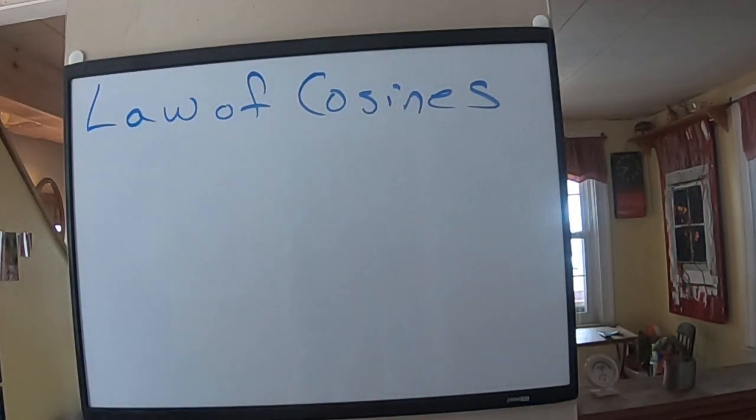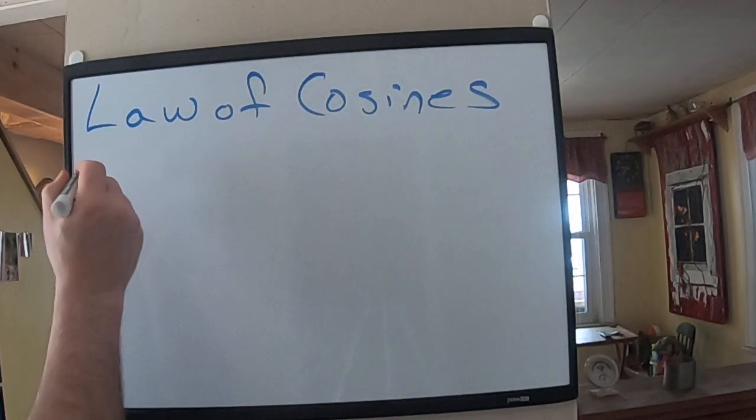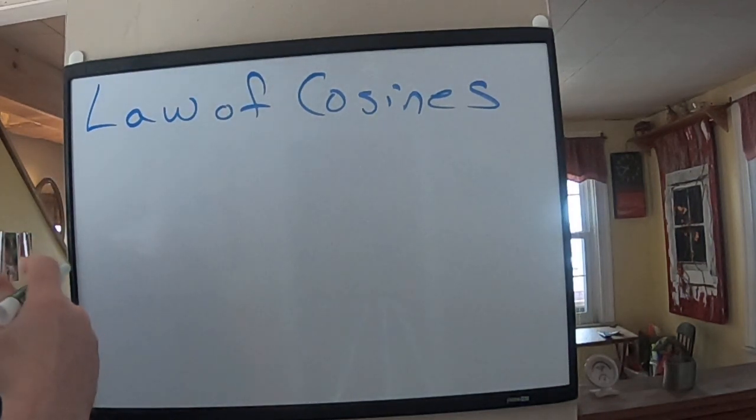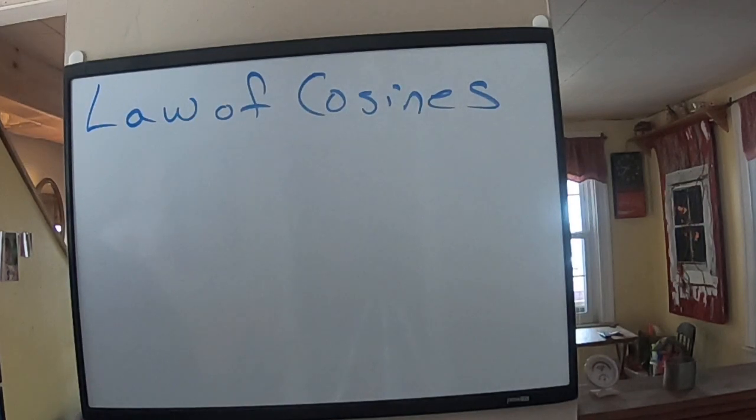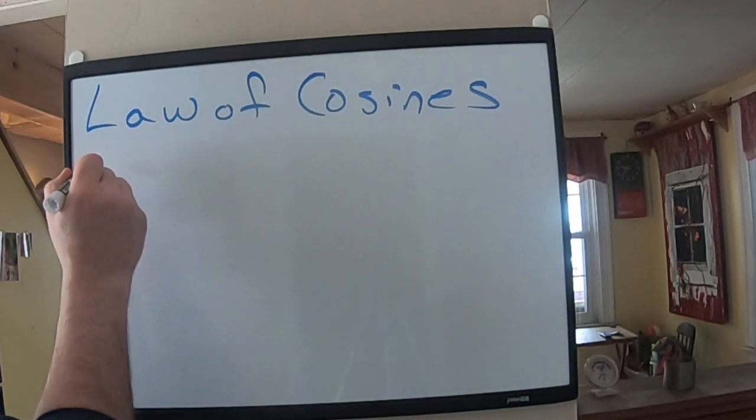Morning, ladies and gentlemen, and we're going to do Law of Cosines today. Now, for all triangles, Law of Cosines, there are three formulas when you have a triangle with sides A, B, C and angles across from those sides A, B, C.